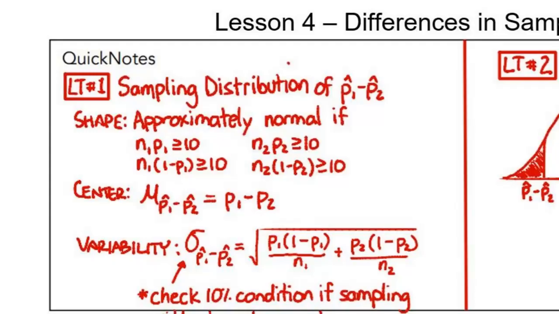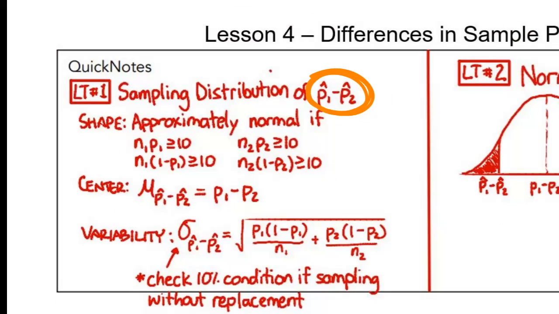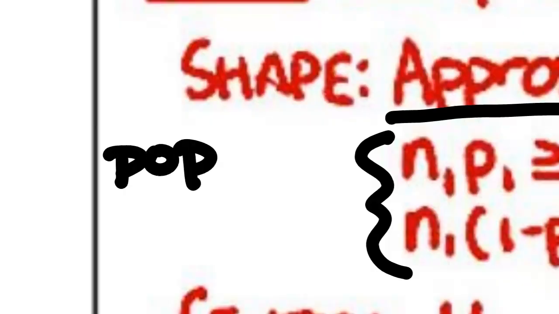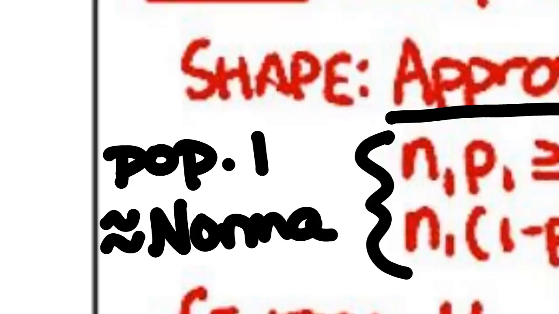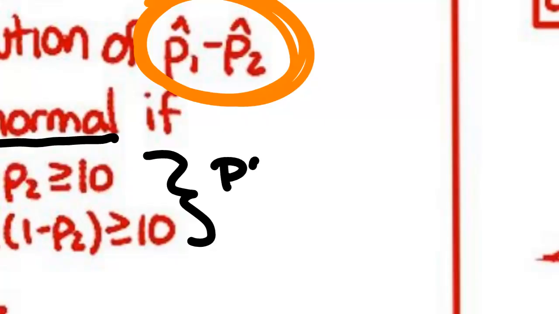Quick notes. When we do a sampling distribution for p hat 1 minus p hat 2, we need to check our shape. It will be approximately normal if my large counts for population 1 are greater than or equal to 10. So we have to check to make sure that population 1 is approximately normal. And we have to check large counts for population 2. We have to make sure that population 2 is also approximately normal.